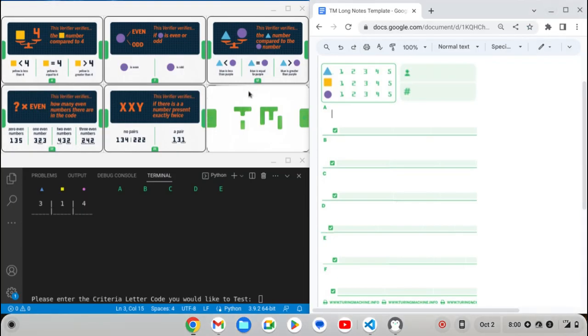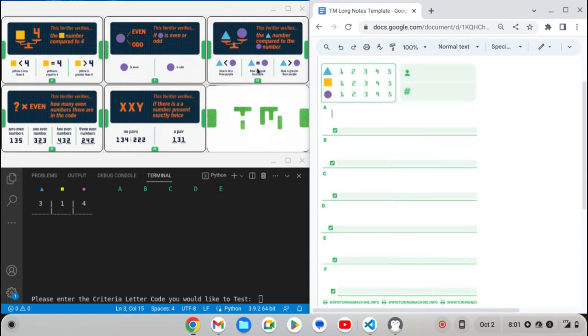So in the grid above, we've got our 5 criteria cards. On the top row, we've got criteria card A, criteria card B, and criteria card C. On the bottom row, we've got criteria card D and criteria card E. Criteria card A looks at our middle digit, the square digit, and compares it to the number 4. So should the value of square be less than 4? Should it be equal to 4? Or should the value of square be greater than 4? Criteria card B looks at our last digit, the circle digit, and will let us know whether it's an even digit or an odd digit.